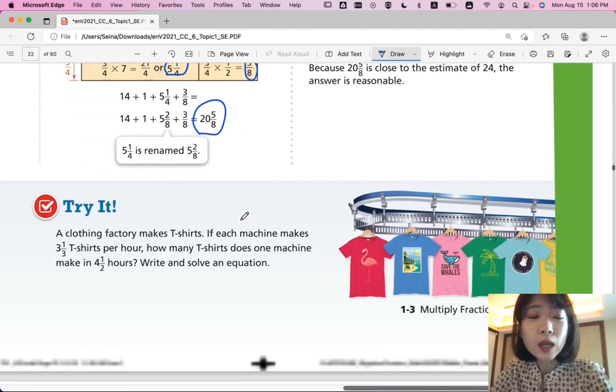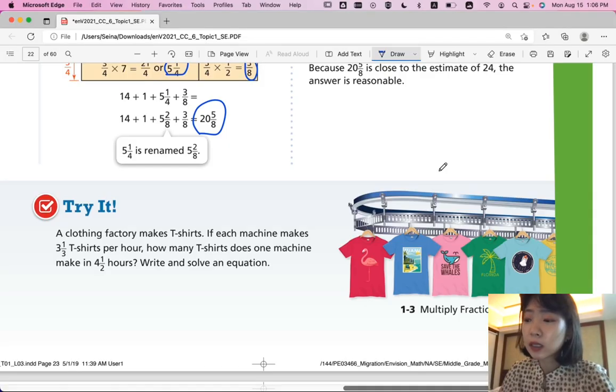Okay, let's look at try it question. A clothing factory makes t-shirts. If each machine makes 3 1/3 t-shirts per hour, how many t-shirts does one machine make in 4.5 hours? Write and solve an equation. First, write the equation. Next, solve an equation. Is it a multiplication, division? What kind of numbers are you using? So see if you can solve it by yourself. Come back when you're ready for answers.